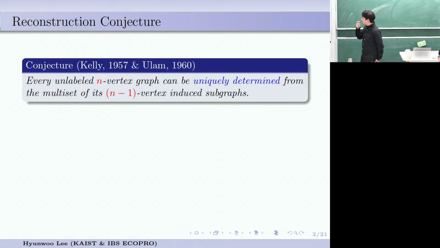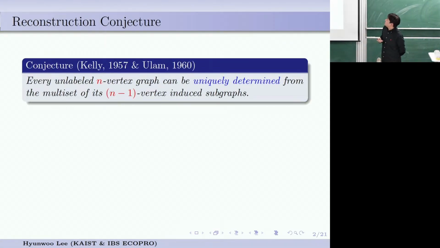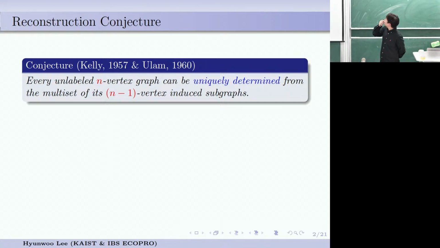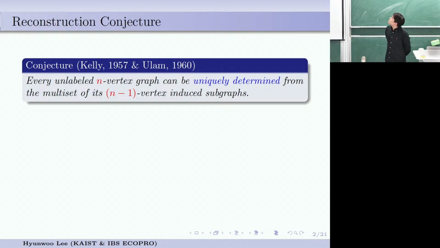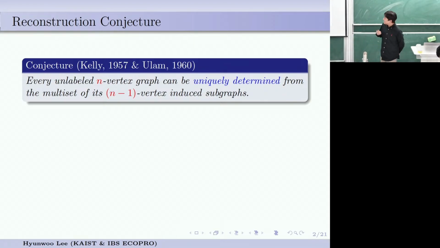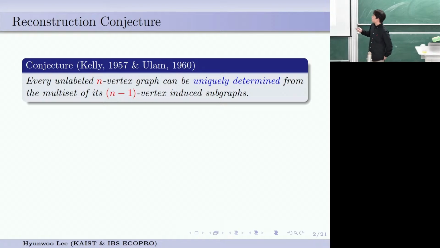I'm going to start my talk with this very famous conjecture posed by Kelly in 1957 and Ulam in 1960 independently. This conjecture is the so-called reconstruction conjecture. It states that every unlabeled n-vertex graph can be uniquely determined from the multiset of its (n-1)-vertex induced subgraphs. I usually say subgraph to mean the real subgraph, but in today's talk every subgraph is an induced subgraph, since we are in structural graph theory.